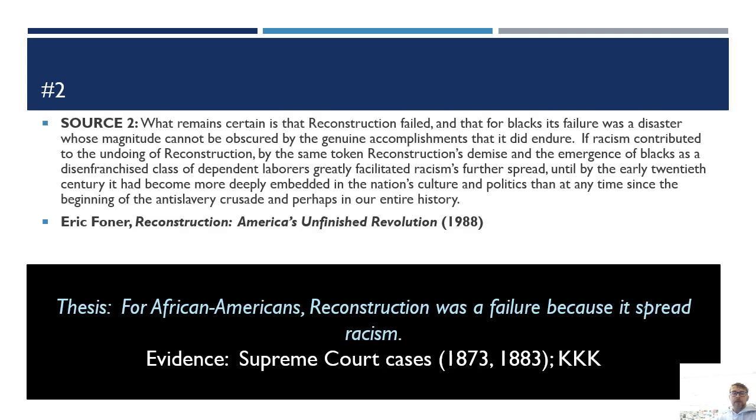Eric Foner's argument in source 2 is that Reconstruction is a failure, and even more so a failure because it actually facilitated the spread of racism. The Supreme Court cases, Cruikshank and the civil rights cases, are pretty good evidence that Reconstruction embedded racist procedures and policies and laws into the fabric of American society. It allowed for segregation and the mistreatment that we'll see for the next 100 years. The KKK is also evidence that racism was allowed to spread.